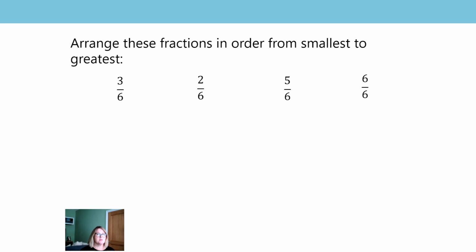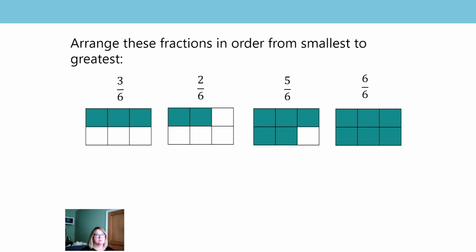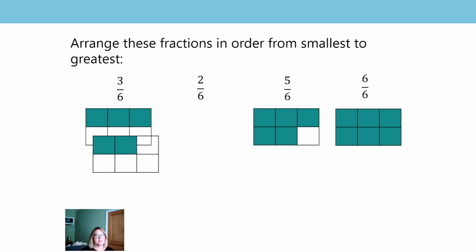So the children have been looking at this. Arrange these fractions in order from smallest to greatest. We've got 3/6, 2/6, 5/6 and 6/6. So the children used some models. And then they can see really clearly which fraction has the least amount of parts shaded. Yeah, 2/6. And the next one, 3/6.